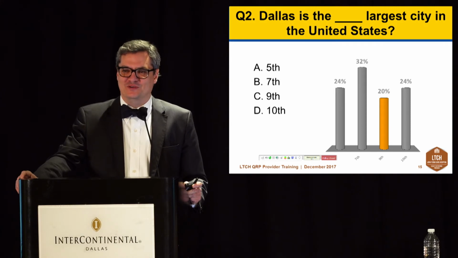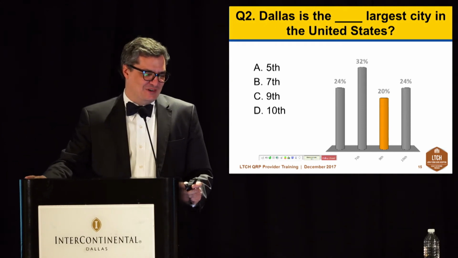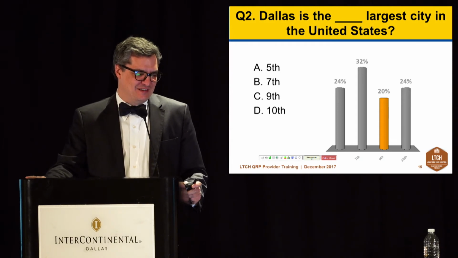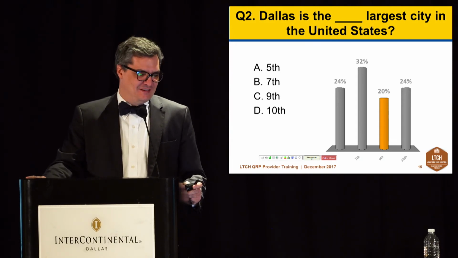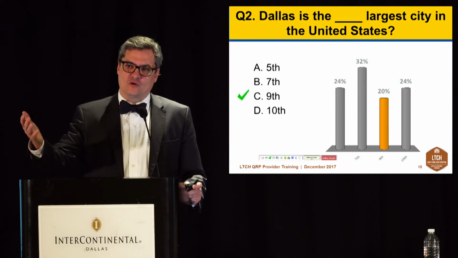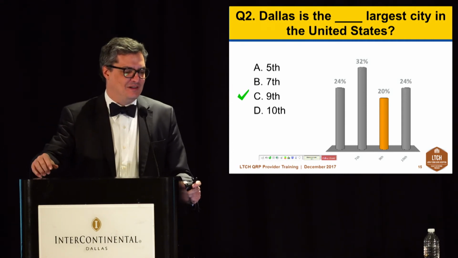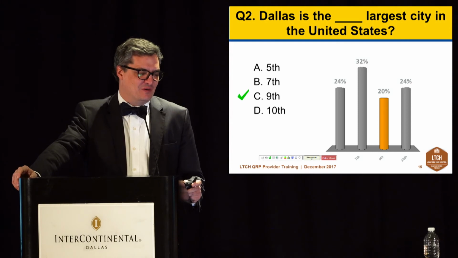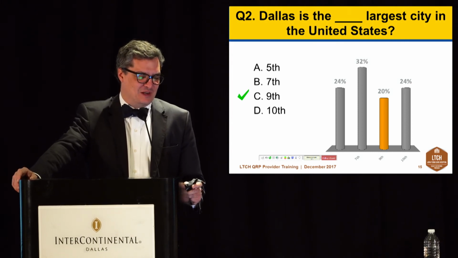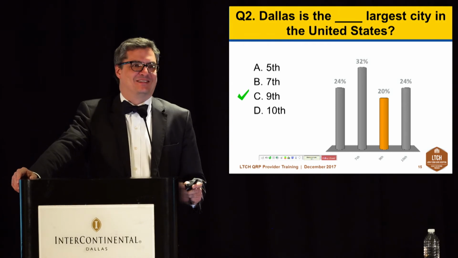Oh, we're 0 for 2. You'll do much better on the content-related ones, I'm sure. The correct answer is B, 7th. Sorry, C. So this is good prep for me as well. Orange are the correct answers. 20% of you answered C, 9th largest city, but the correct answer was 7th. You'll do much better in the clinical questions.